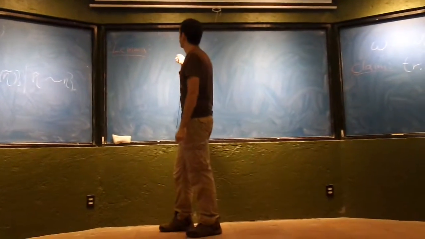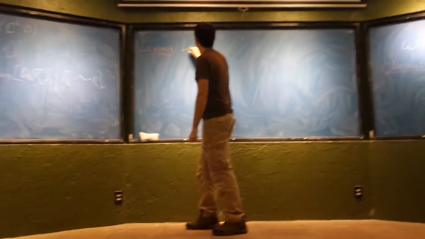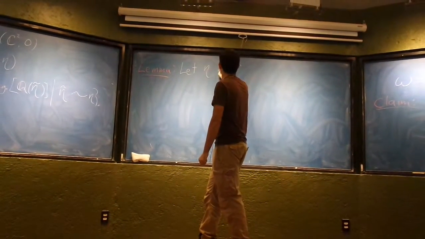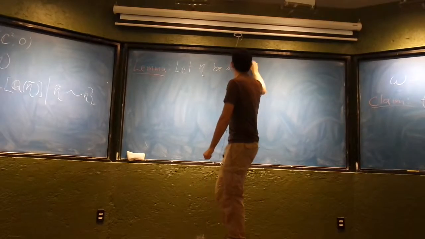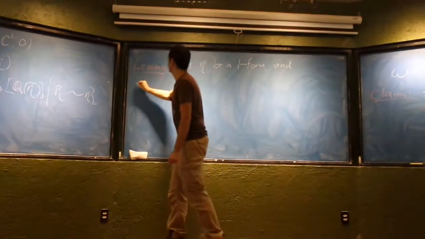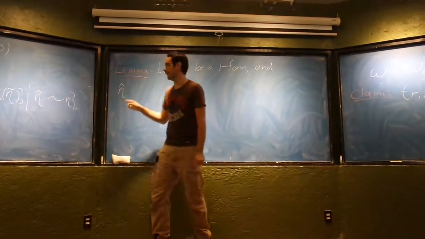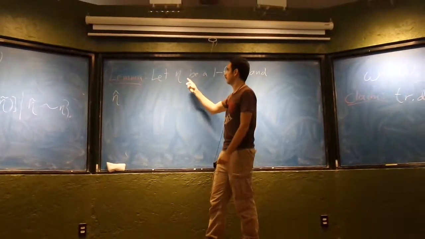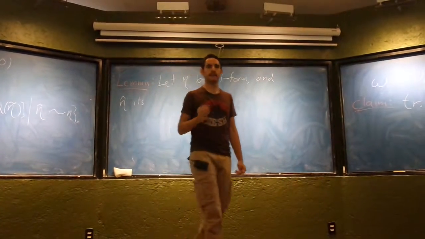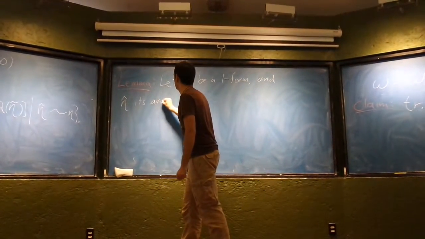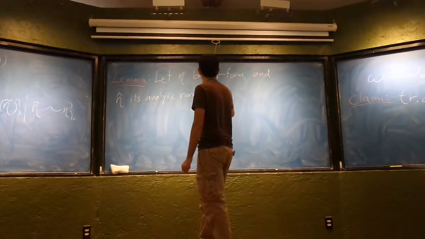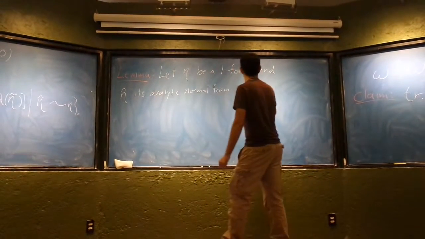Okay, so let me see. Let eta be a one form and I'm going to call eta hat the formal normal form of eta. Actually, this normal form is analytic, so I'm going to say it's the analytic normal form.